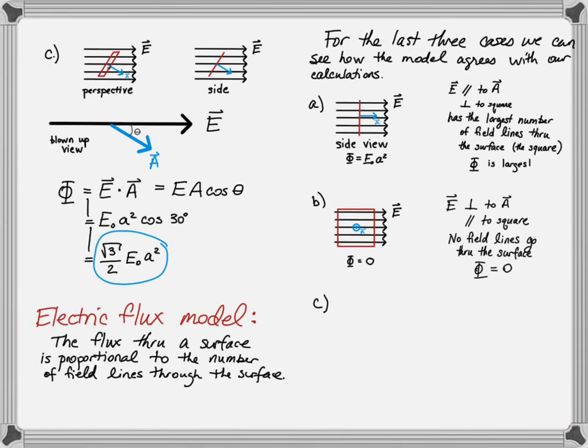So in that case, that has a flux of 0 by that model, and that was what we got when we did the calculation.